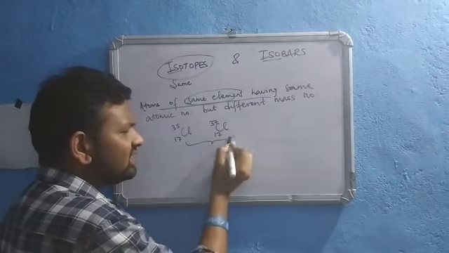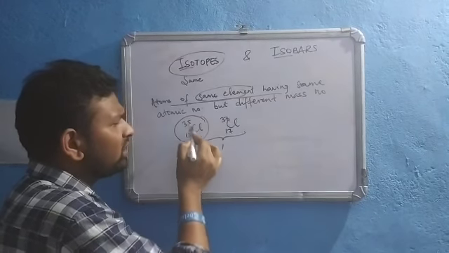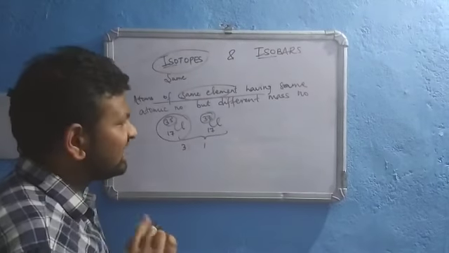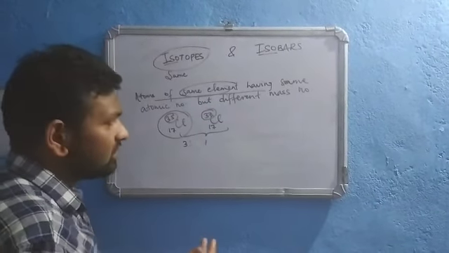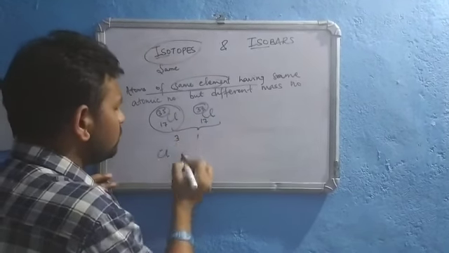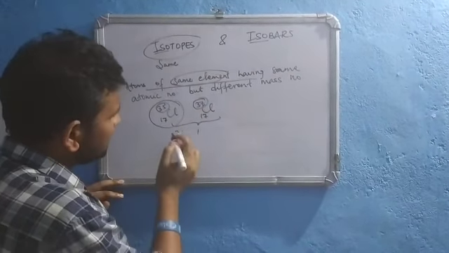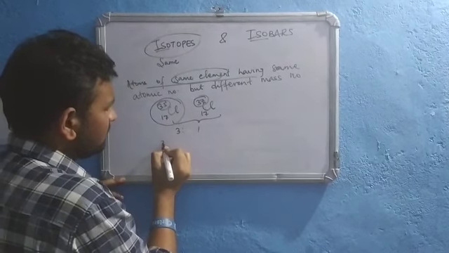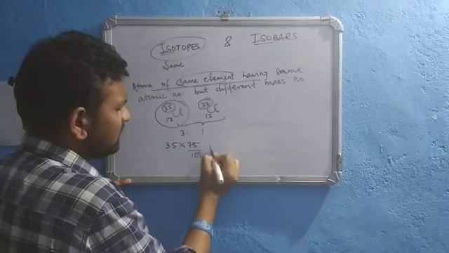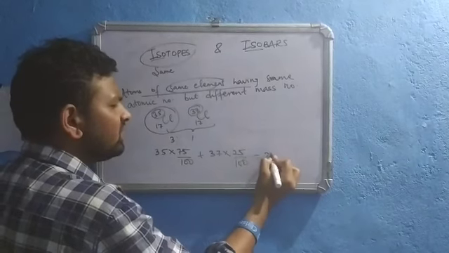Now this exists in the nature in the ratio 3:1. So that means 75% of chlorine 35 is present in the nature, and 25% of chlorine 37 is present in nature. So the mass of chlorine is taken as the average of these two combinations. How do we take the average? So average is taken by 35 into 75 by 100 plus 37 into 25 by 100. This will give you 35.5.